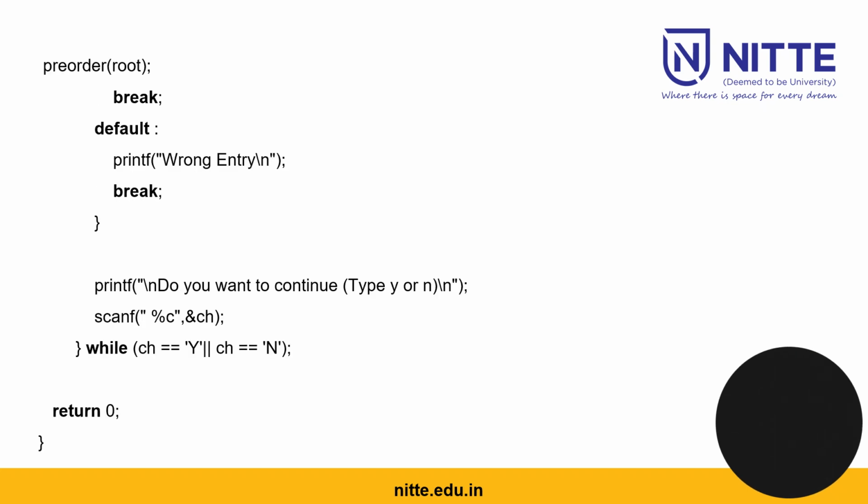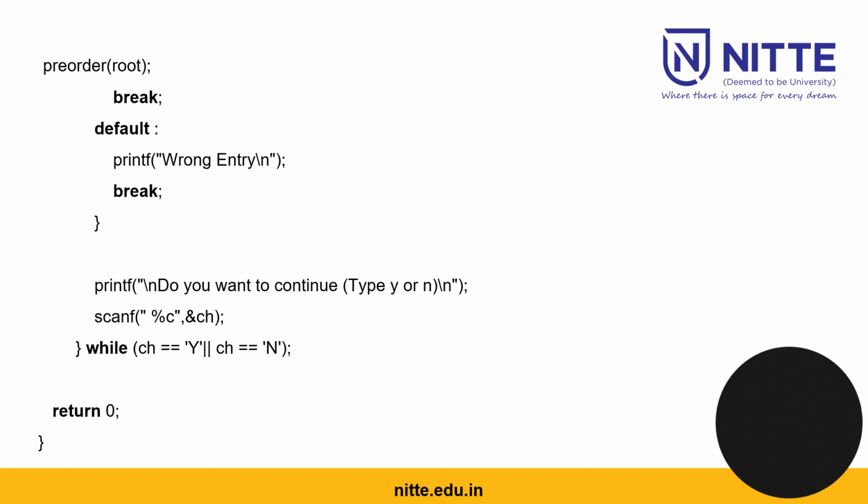Then it will apply pre-order of root, because it will start with what? A root. So it will do the pre-order traversal. That means here first it will visit the root, next the left subtree, and then the right subtree. Like this it will visit all the nodes in the tree.